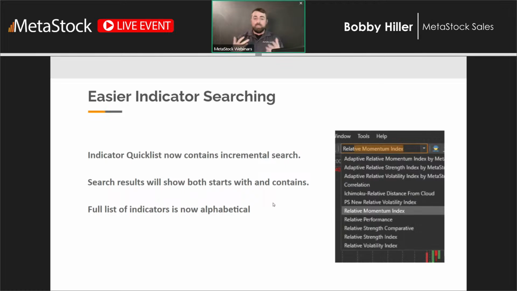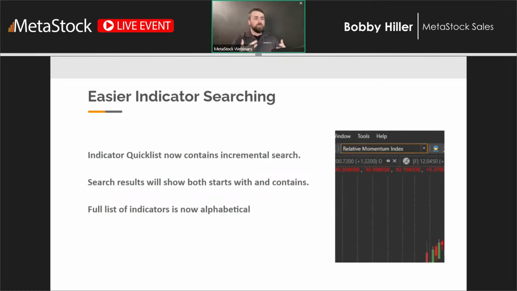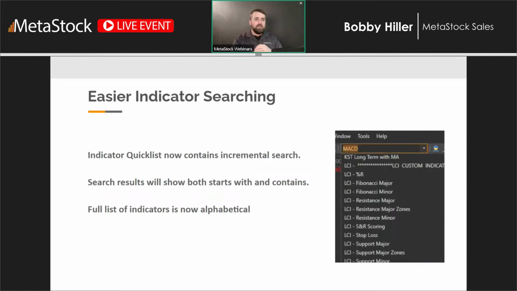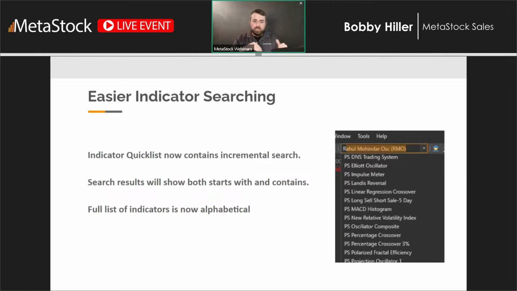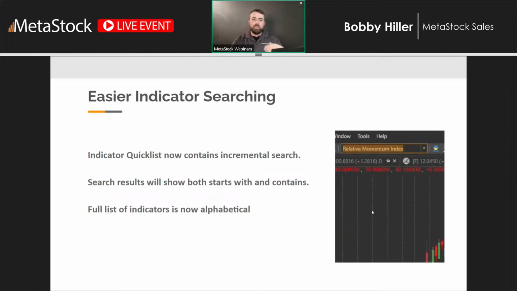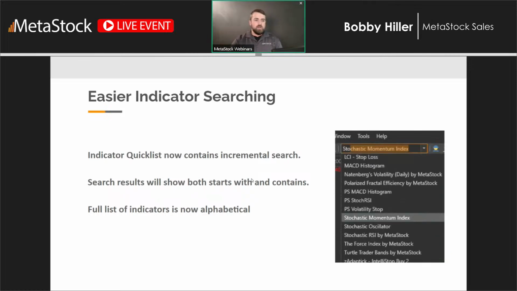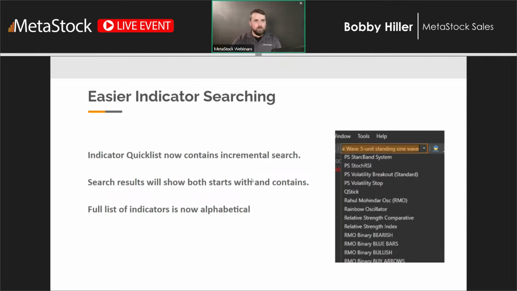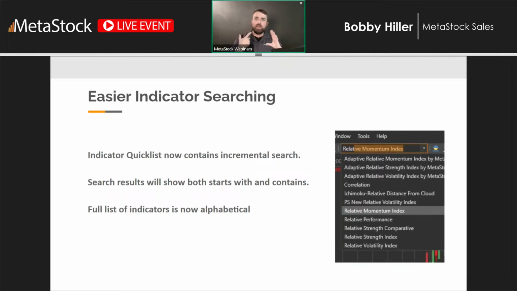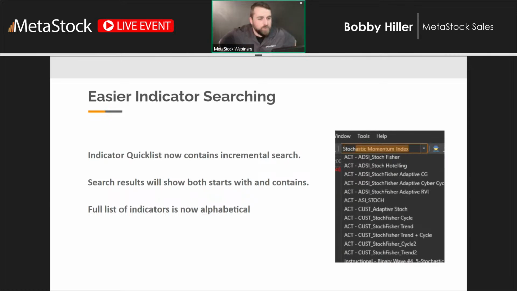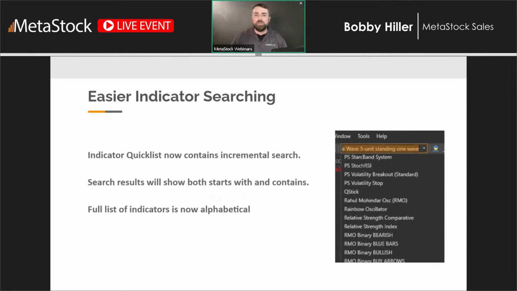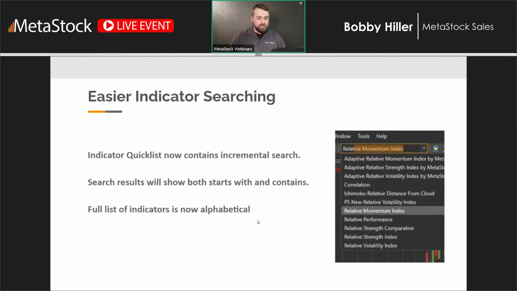You now have easier indicator searching, and this is kind of a theme throughout the entire thing. So the indicator quick list now contains incremental search. So instead of just going alphabetically, you could type in and it'll find anything starting with or anything that contains that. Also, the search results are all now fully alphabetical. Previously, we had an alphabetical list, and then if you added custom indicators, those started below that, and then those were alphabetical again. So it was like 2 sets, kind of, is how it worked. And now it's just all more intuitive, I would say, being fully alphabetical and easier searching functions.